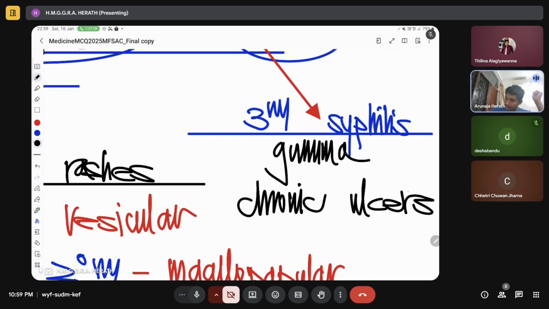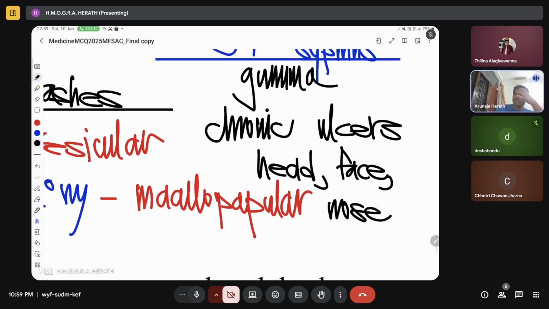They get chronic large ulcers in the head, face, nose. In such places there are very disfiguring large ulcers.